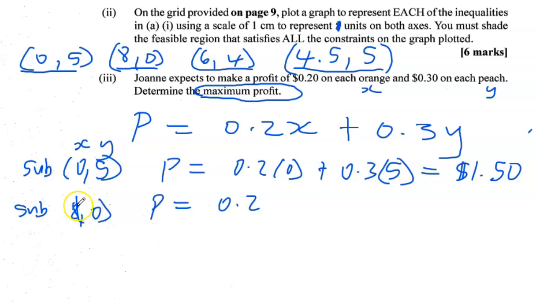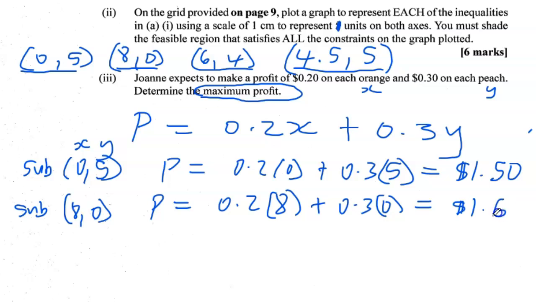Let's fix that better. So it's actually 8, 0. 8 for the x. So 0.2 times 8 plus 0.3 times 0. And this works out to be $1.60.